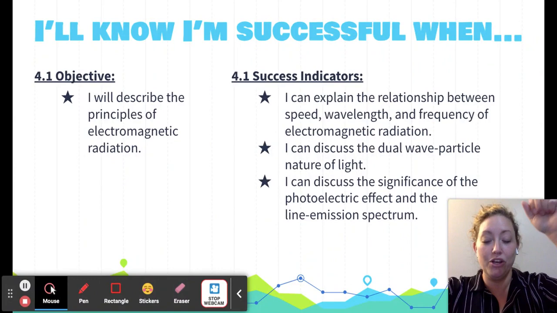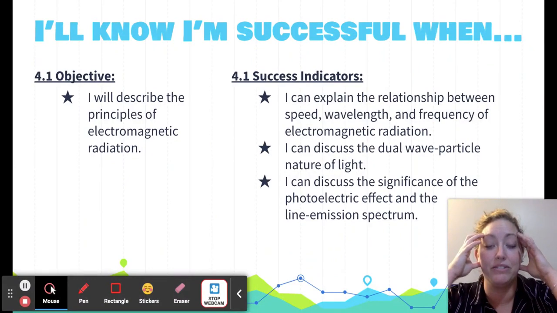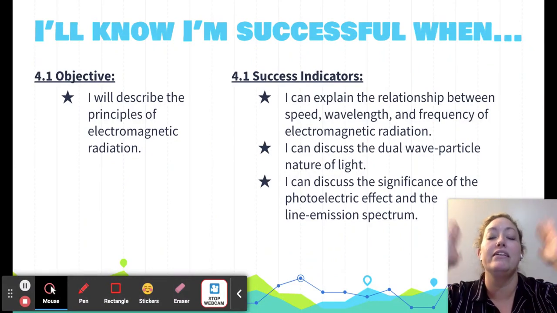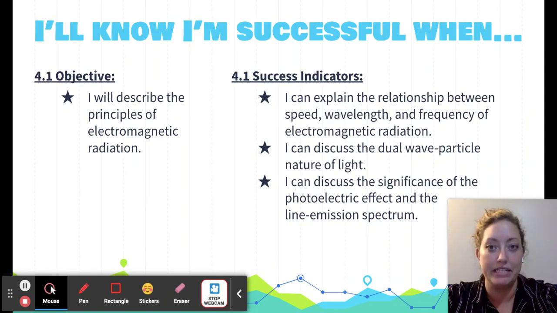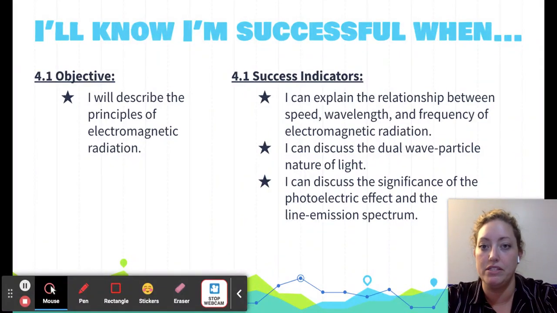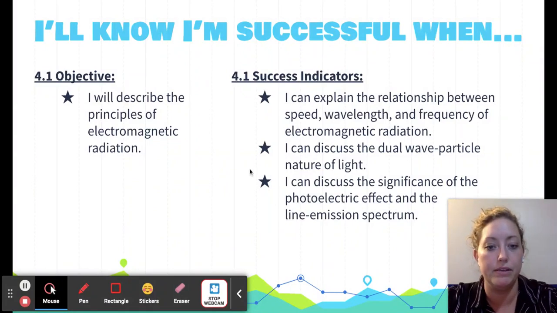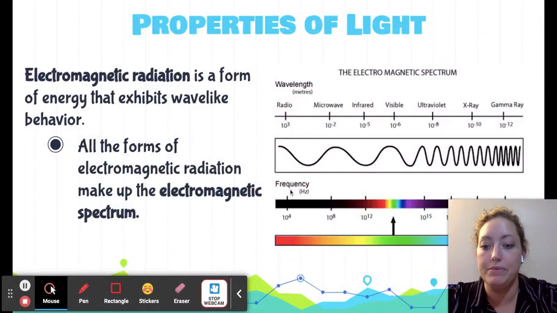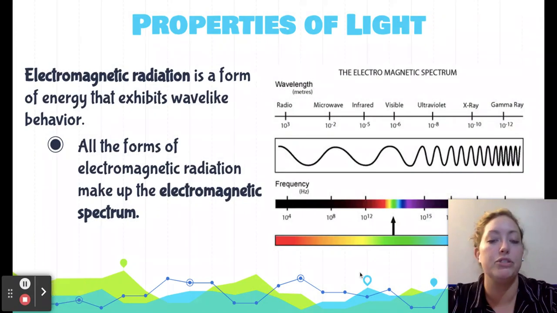So, your objective for today, you're going to describe the principles of electromagnetic radiation, the electromagnetic spectrum, and we're going to talk about Bohr models and Lewis dot diagrams. I know some of this you guys have hit on in physical science, so we'll just get into it. This will all lead up to eventually bonding. That's kind of where we're headed with this.